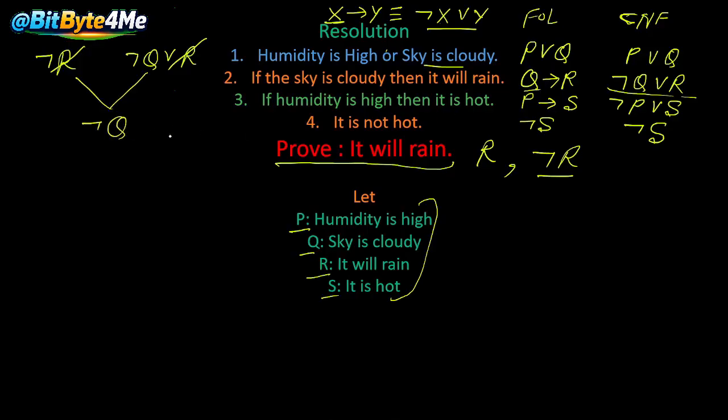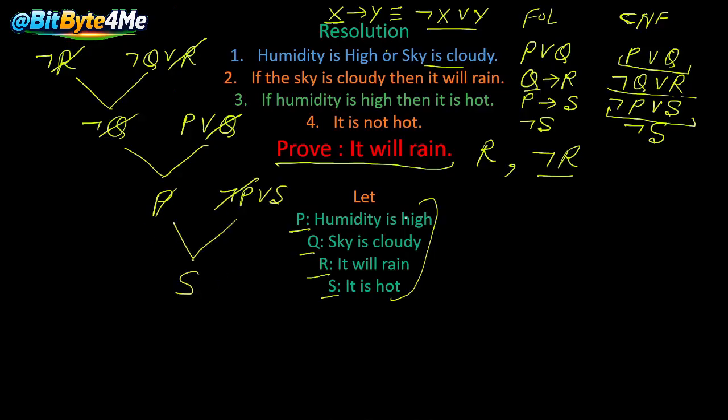Combine not Q with a statement which has positive Q. P or Q has positive Q. If we combine, not Q and Q cancel out and we are left with only P. Combine this statement, which contains P, with a statement which has negative P: not P or S. These cancel out and we are left with S. Combine this with the statement which has negative S. Combining these statements, they cancel out and we are left with nothing.